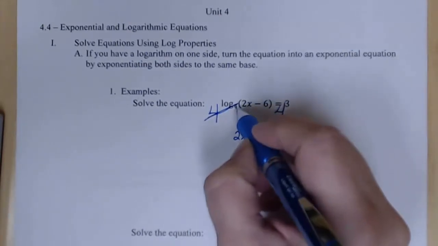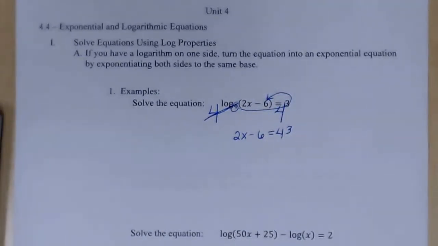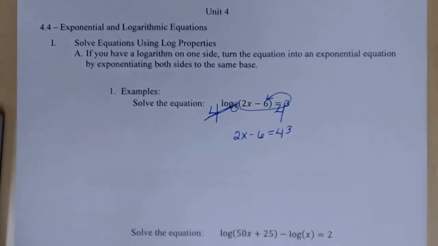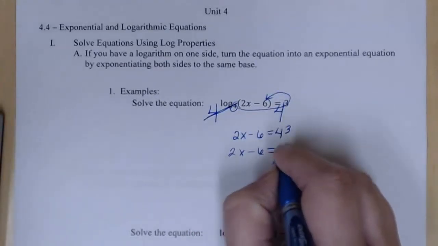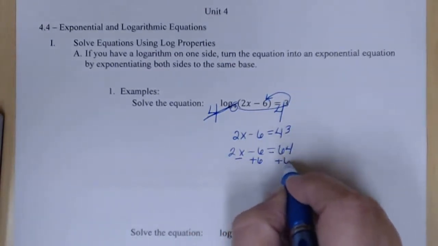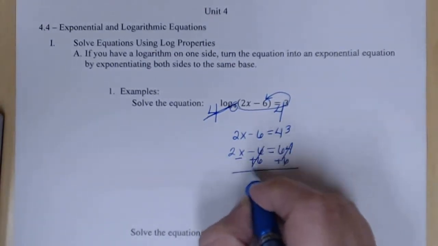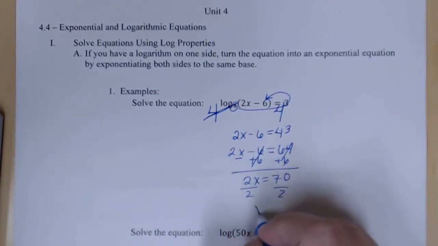But again, doing your Snell method, doing 4, coming around, also gives you 4 to the third equal to this. Now, I'm just solving for x. This gives me 2x minus 6 equal to 4 cubed, which is 64. I'm going to solve for that x. So I'm going to add 6. Let's see, that gives me 2x equal to 70 and divide by 2. So x is equal to 35.